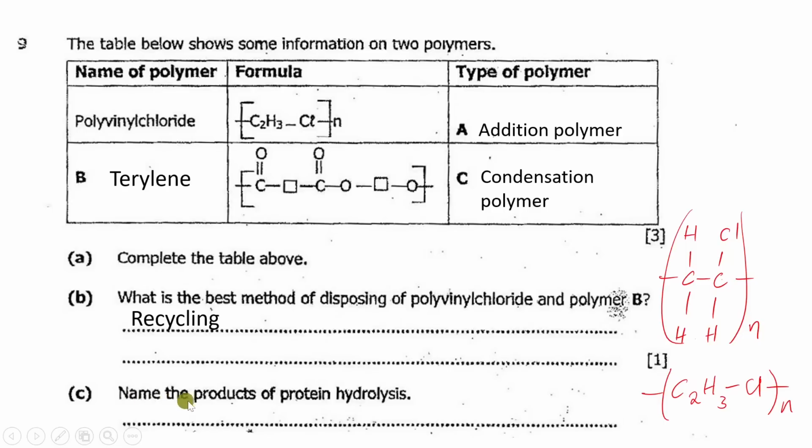Then you see, name the products of protein hydrolysis. Protein hydrolysis is the process of breaking down protein. Proteins are made from amino acids. Different types of amino acids joined together form proteins. Hydrolysis is the breaking down using water. So protein being broken down using water will go back to the amino acids from which they are made. So when they say name the products of protein hydrolysis, it is just amino acids.